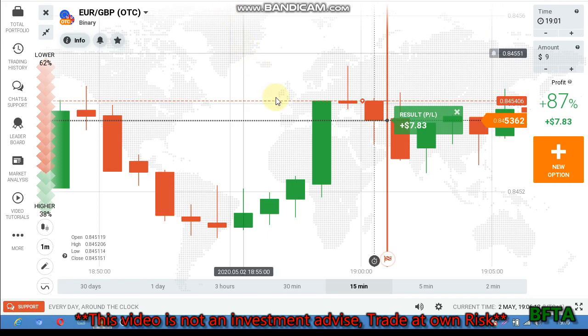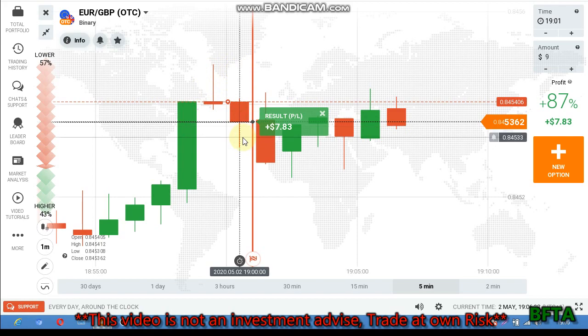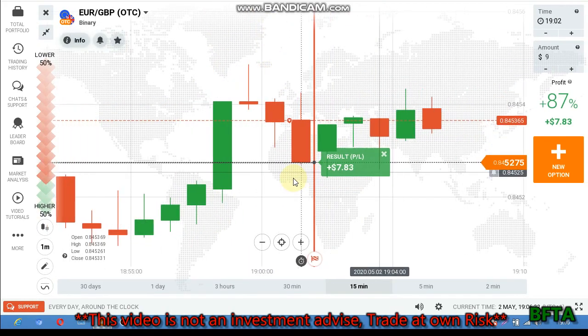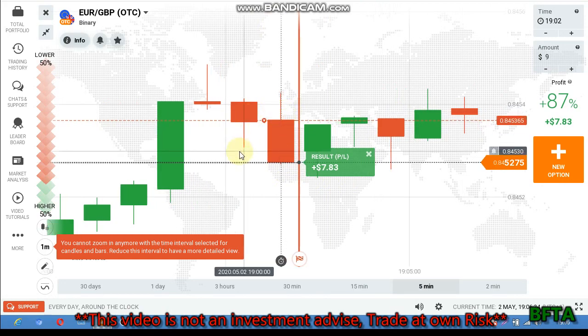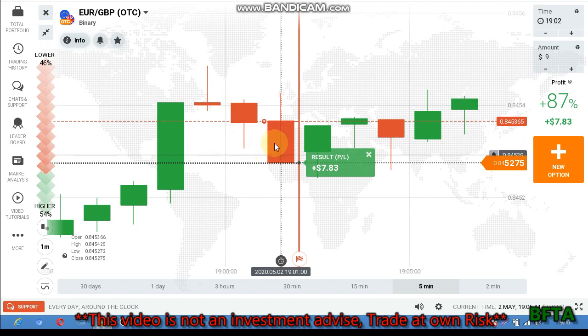And here I place a put option again because of that same logic, and rejection from sellers, a bearish candle, a reversal sign. And this one I place a put option again because of this new low, and that same logic, by following the candlestick movement in motion.